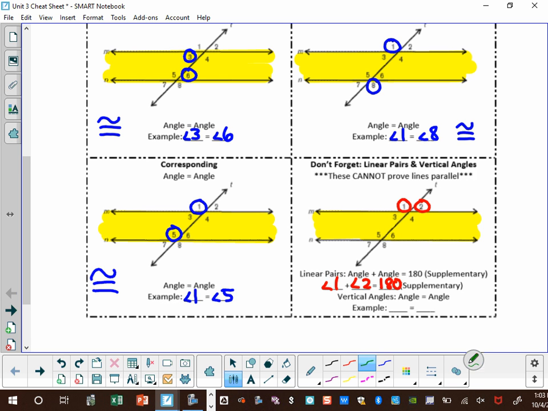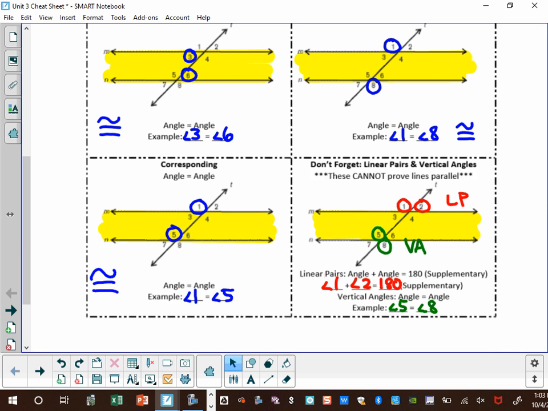Brian, for vertical angles, what's vertical to angle 5? 8. So you can say angle 5 is equal to angle 8. Wait, you didn't say 4 as well? So that would be vertical angles. And this would be a linear pair. What did you say? 4 and 1 for vertical angles? Yeah. Vertical angles are right across from each other. Okay. So you can do 1 and 4, 6 and 7, 2 and 3.